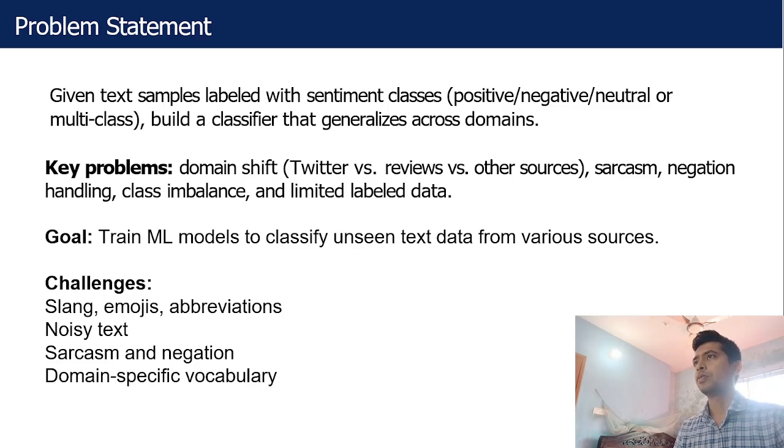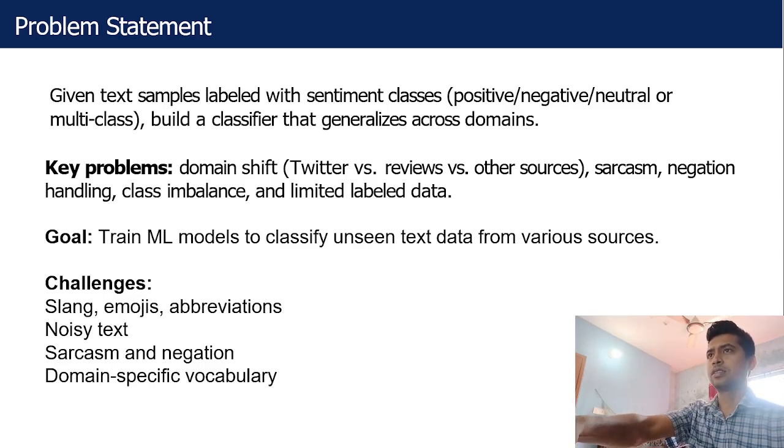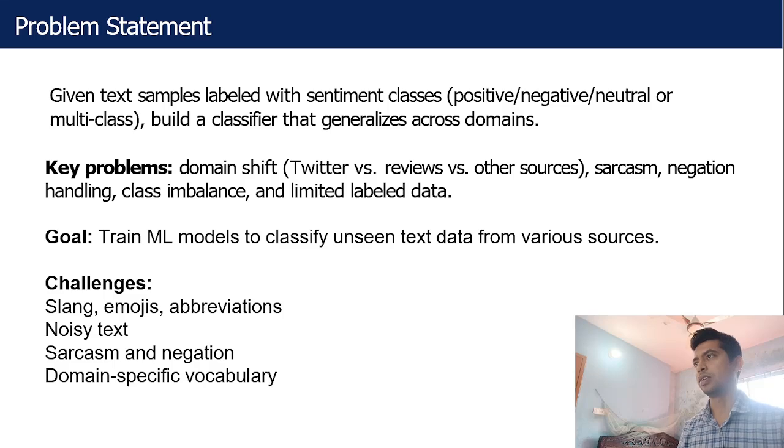The key problem was domain shift, like Twitter versus reviews versus other sources, detecting sarcasm, negation handling, class imbalance, and limited label data. Their primary goal was to train machine learning models to classify unseen text data from various sources, and the challenges they faced were slangs, emojis, noisy text, sarcasm, negations, and many others.